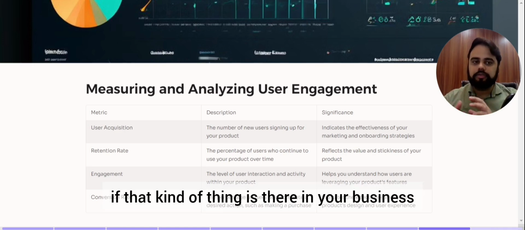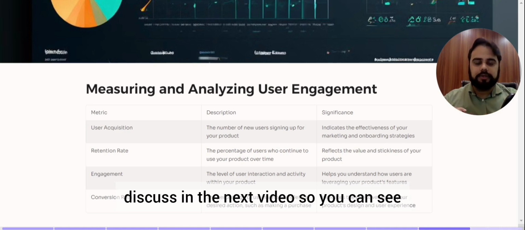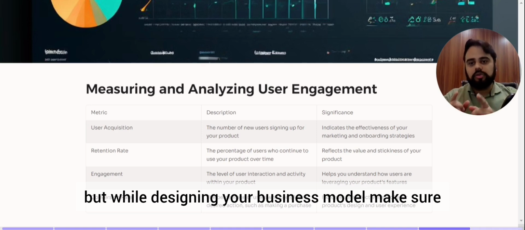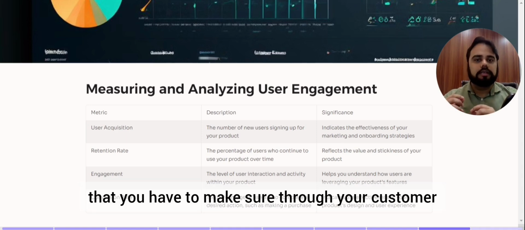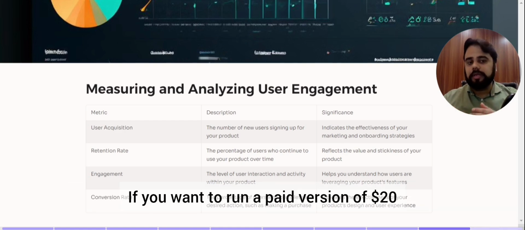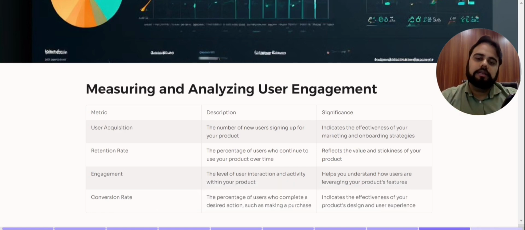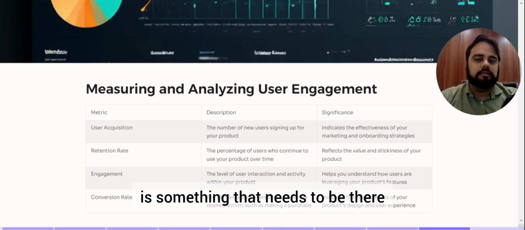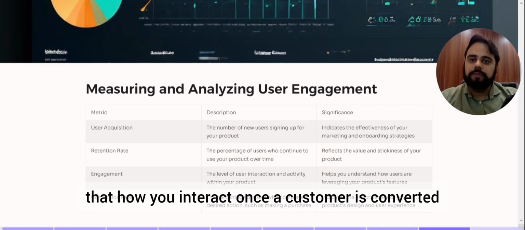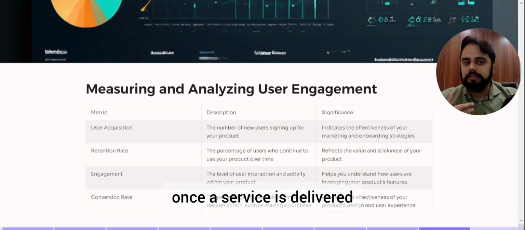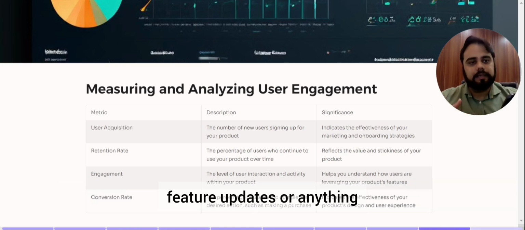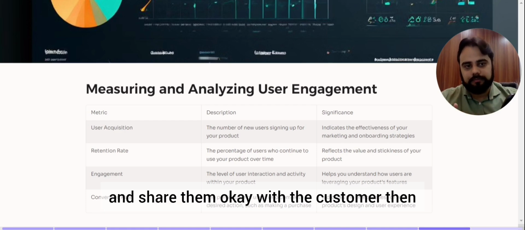If that kind of thing is there in your business model, now business model we are going to discuss in the next video, so you can see what the business models are. But while designing your business model, make sure, through your customer feedback mechanism, marketing efforts, advertisement efforts, whatever you do, that it works for the customer. Okay, then comes the engagement. The user's engagement is something that needs to be there. Engagement generally comes with your internal approach, that is how you interact once a customer is converted, once a service is delivered. You should have a proper customer feedback mechanism. Also, if there are any product updates, feature updates, or any offers, you have to continuously engage and share them with the customer.